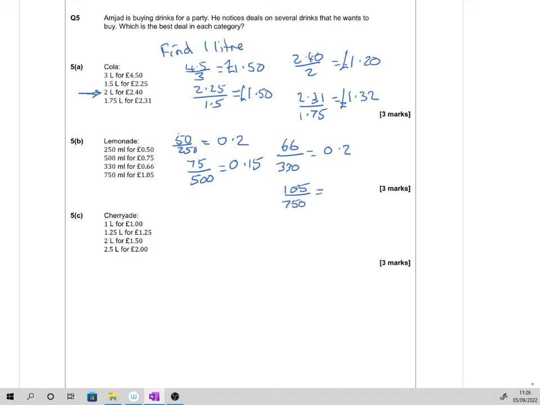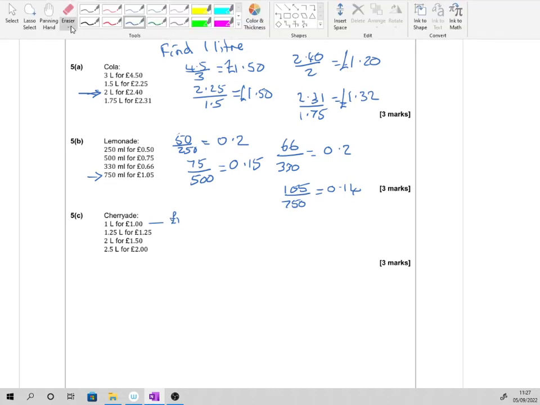105 divided by 750 is 0.14. So all these answers are in pennies per milliliter. So the cheapest is that last one there, 0.14. Cherryade. Now, that is £1 a litre. So I'm going to change that to pence as well.